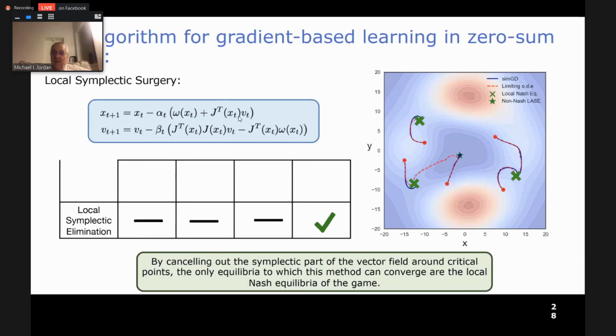So you can see that on the picture there on the right. This algorithm is that dashed red line. You can see it's converging to the green star in the middle, but as soon as it gets close enough in a neighborhood, it sniffs out that it's a tilted equilibrium and moves away from that and moves over to a Nash equilibrium in the lower left-hand corner.